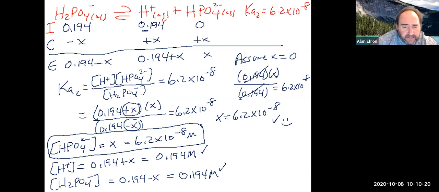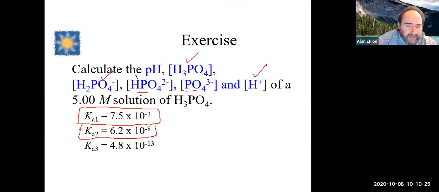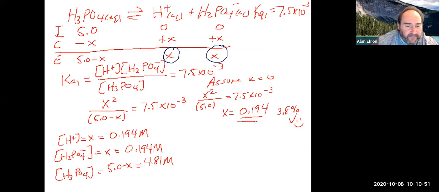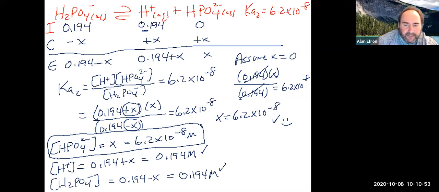So if we go back to our goal here, we have now just found this one. So we've found pretty much everybody. The one last species that we are still looking for is the phosphate concentration. And that's going to require us to go all the way to the third hydrogen coming off and our Ka3 value of 4.8 times 10 to the minus 13. So let us continue on there. First off, any questions though on the second step?